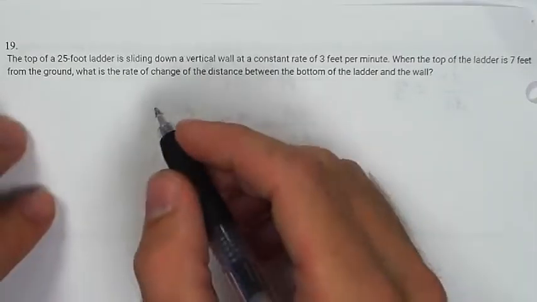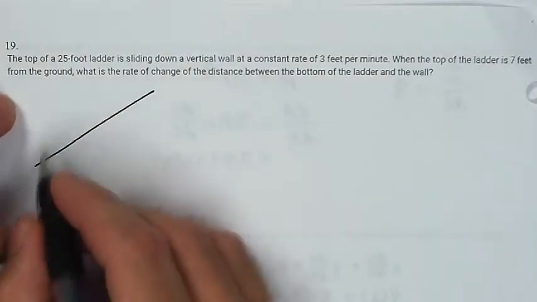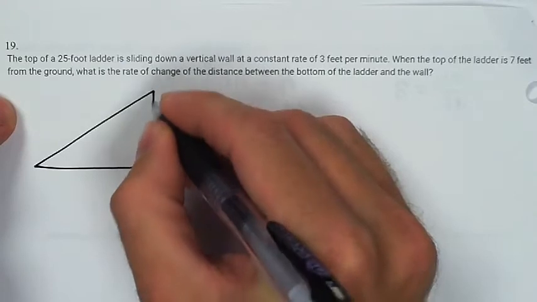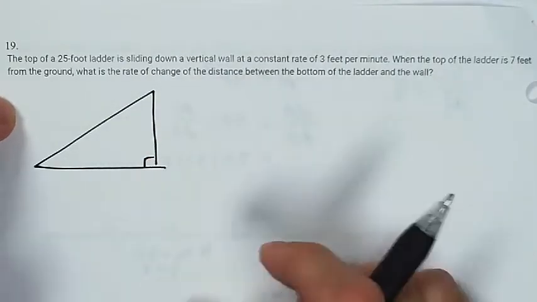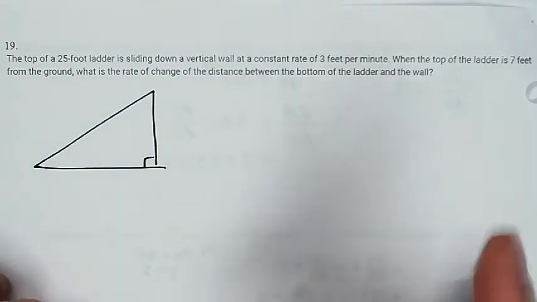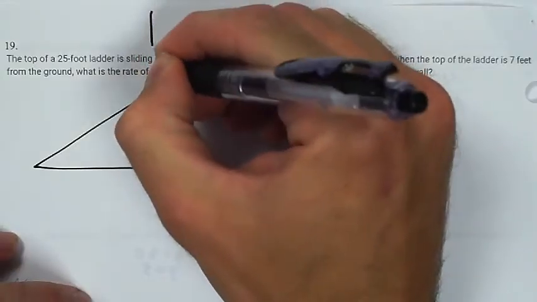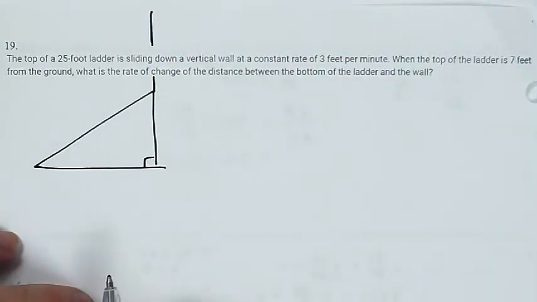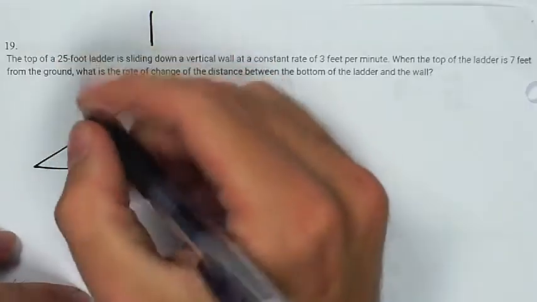The top of a 25-foot ladder, these ladder problems are pretty much all the same, is sliding down a vertical wall, so maybe I'll just draw the wall right there, at a constant rate of 3 feet per minute.